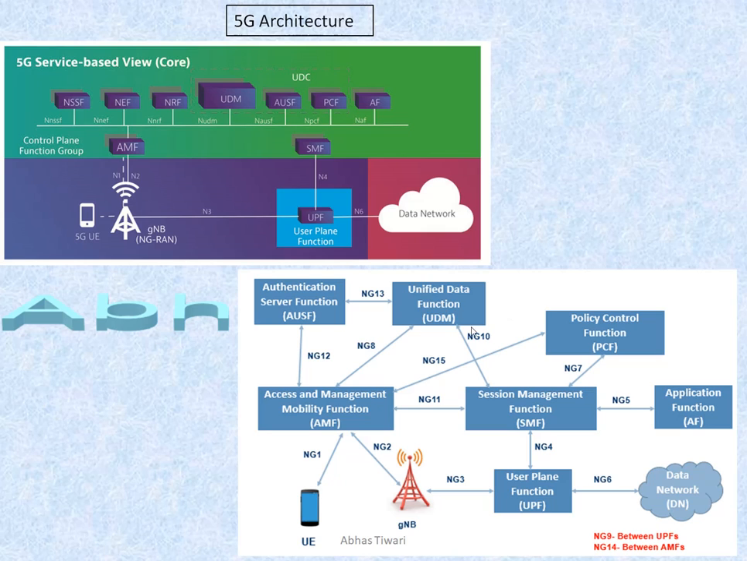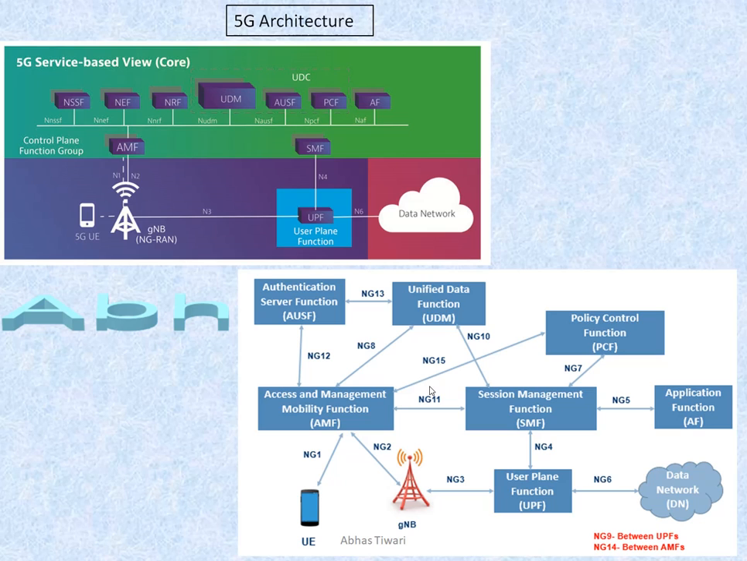PCF, like we were having PCRF in 4G. So here it is PCF, policy control function. It provides the policy rules to the control plane that enforces them. AF, application function, was also present when we were studying the VoLTE structure. The application requests the dynamic policy and charging control. So this is the basic understanding of your 5G architecture.